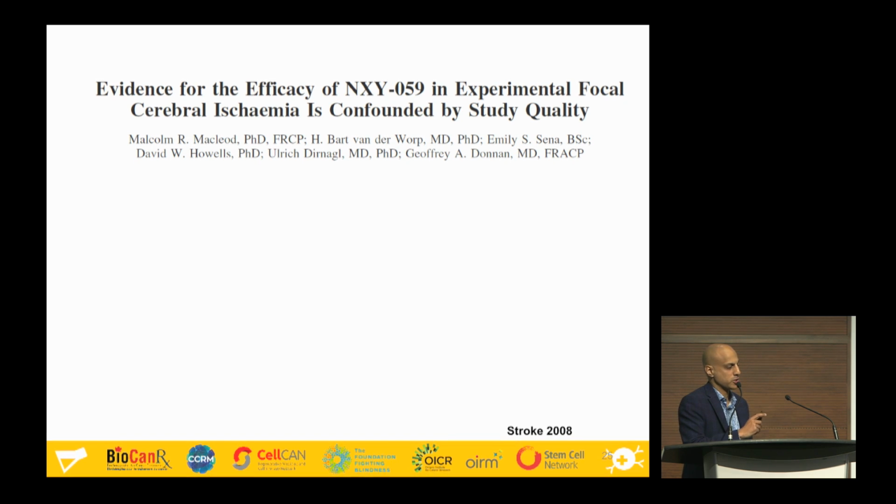And this is actually a really interesting story. This was the seminal work that really looked at this in a systematic manner. It's around this agent called NYX059, which is an agent used in stroke. It's an antioxidant or free radical scavenger. So in the late 1990s and early 2000s, there were a number of labs studying NYX059 showing extremely promising results in reducing infarct volume and reducing all the signs and symptoms of stroke in preclinical models.